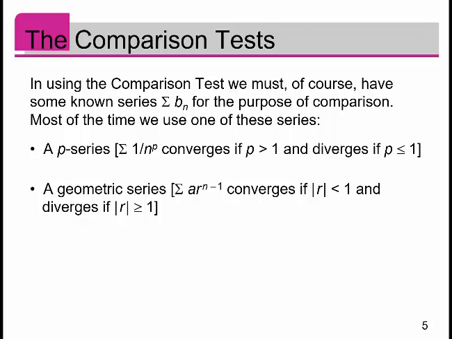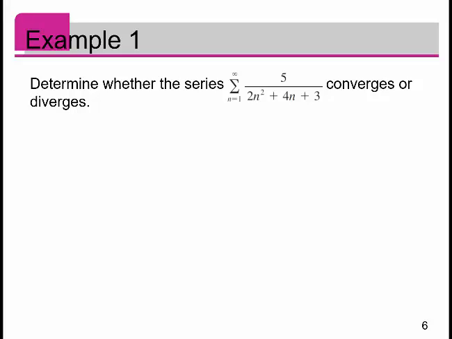Using the comparison test, we must of course have some known series, summation b sub n, for the purpose of comparison. Most of the time, trust me, we're going to use these series. The p series, which we saw as the summation 1 over n to the p, converges if p is greater than 1 and diverges if p is less than or equal to 1. The geometric series, summation a r to the n minus 1 power, converges if the absolute value of r is less than 1, and diverges if the absolute value of r is greater than or equal to 1. So we're going to try to take some of our given series and relate them back to p series and geometric series.